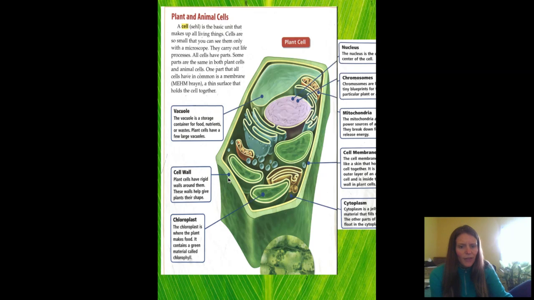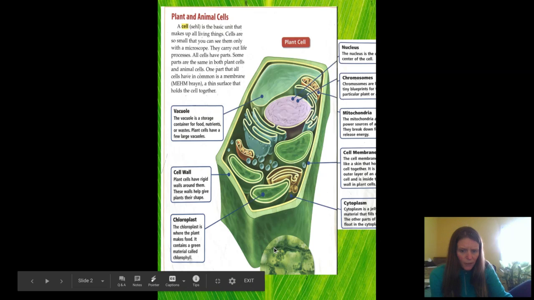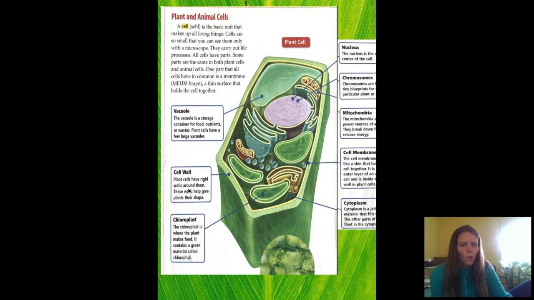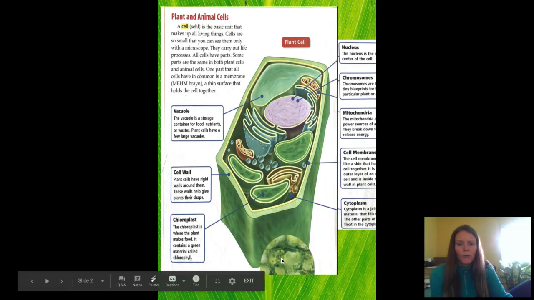Here we have the outside. So it kind of looks like the wall. It kind of looks like bricks, if you're looking at it in a magnifying glass. This is called the cell wall. Plant cells have rigid walls around them. These walls help give the plant their shape. Boys and girls, this is one major difference between plant and animal cells. Only plant cells have a cell wall.